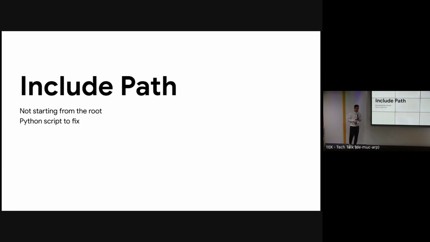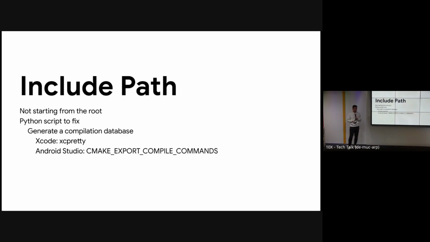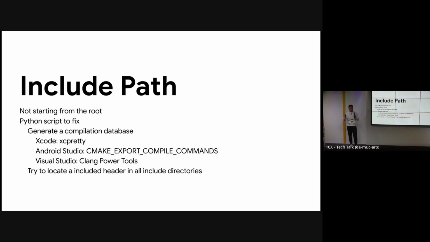So we decided to write a Python script to fix all the include paths. First, we need to generate the compilation database for the NeoX project. That's done with the tools we used for the three target platforms. Now we've got the compilation database. We can extract all the included directories for each source file. Now we can try to locate all the included header files in those directories and restore the correct full path.